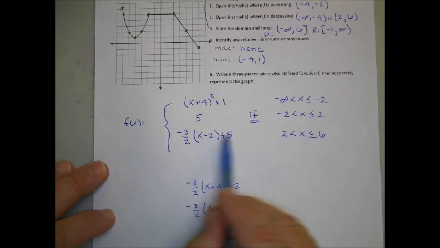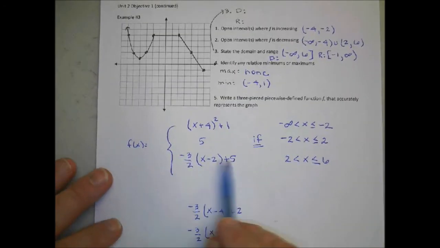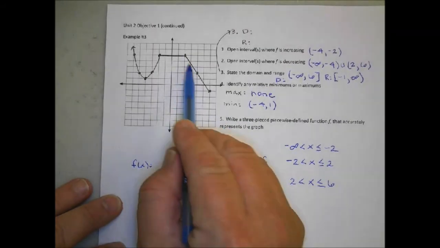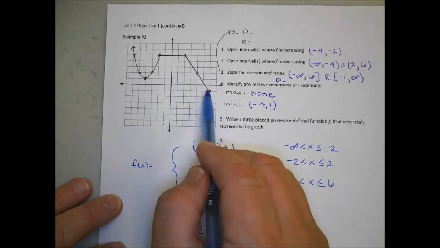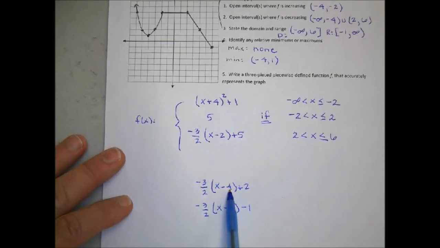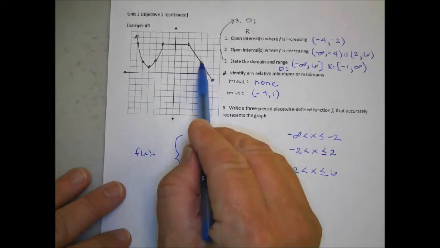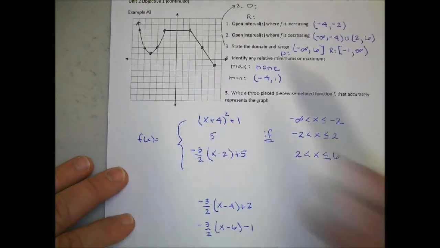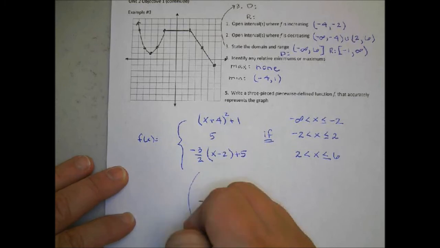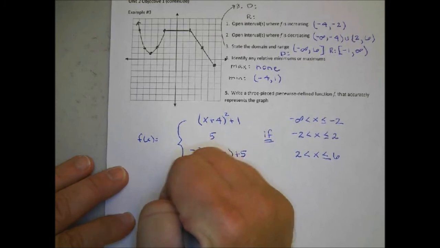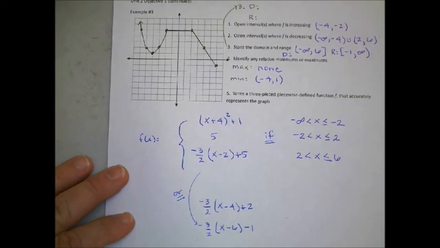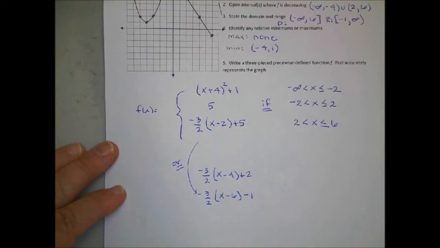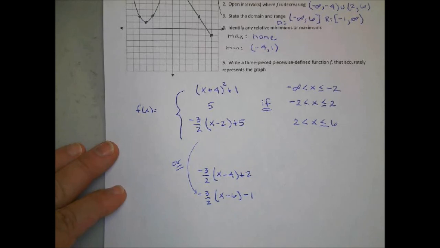So I happen to use this equation that matches up to the first point of the linear section. You could have used this equation that matches up to the middle point, or you could have used this equation that matches up to that point. And that is writing a piecewise function.